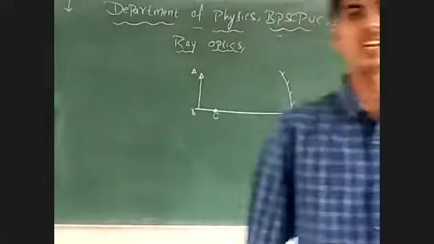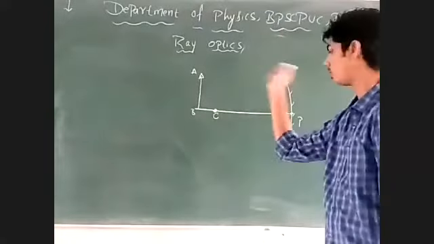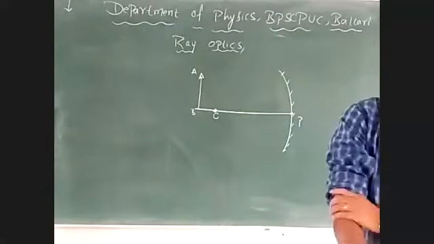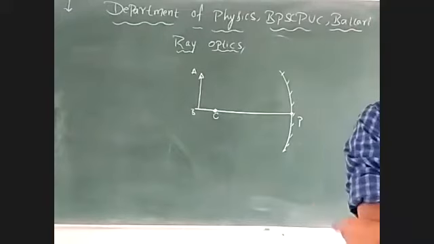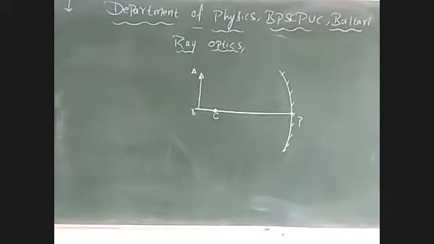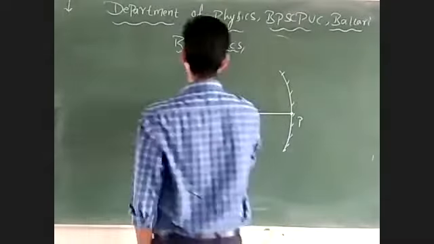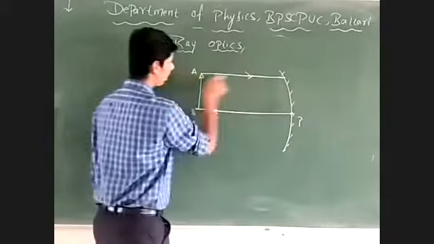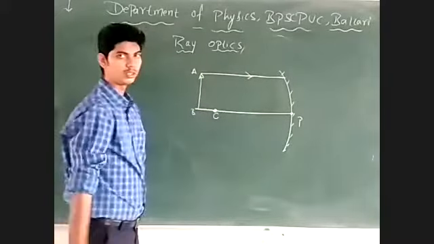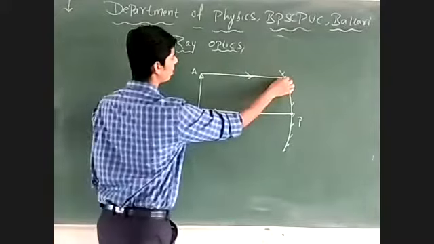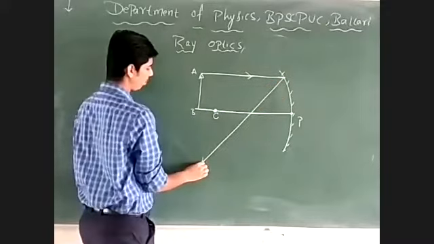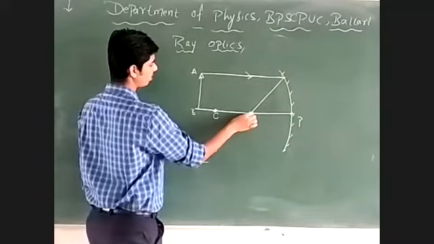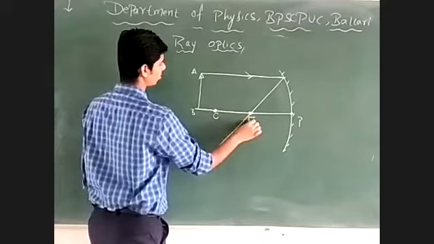How many rays are required? How many incident rays of light are required to form the image of this object? Two. I'll consider one ray of light passing parallel to principal axis. After reflection it passes through the principal focus. So this point must be the principal focus.